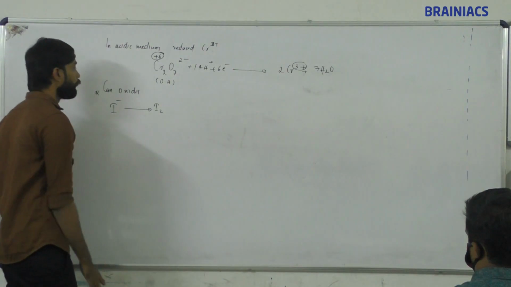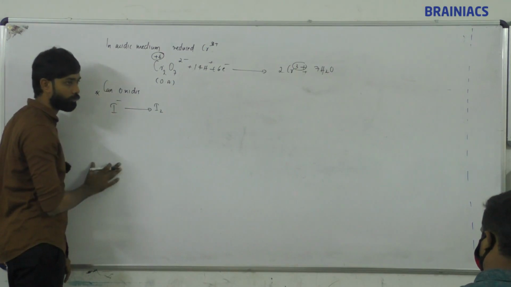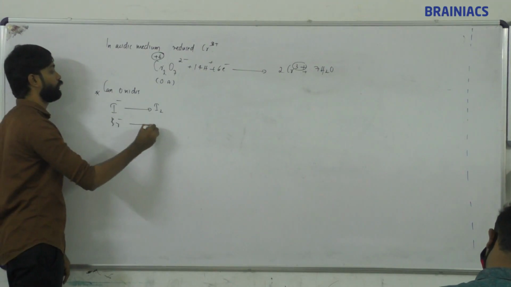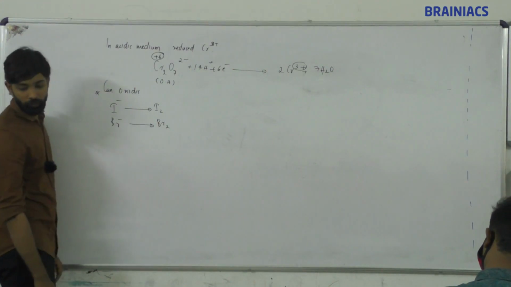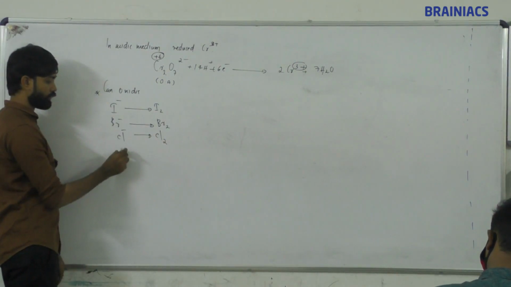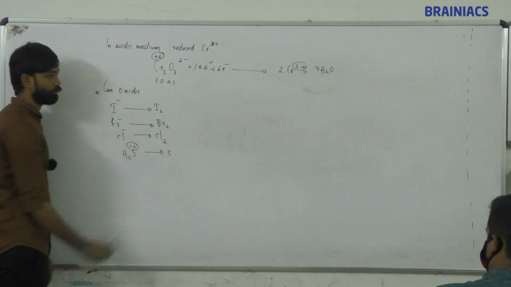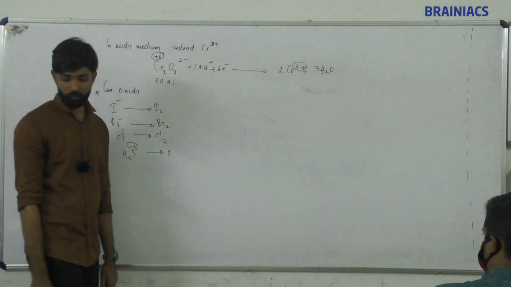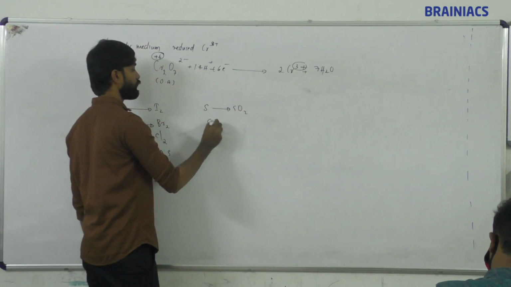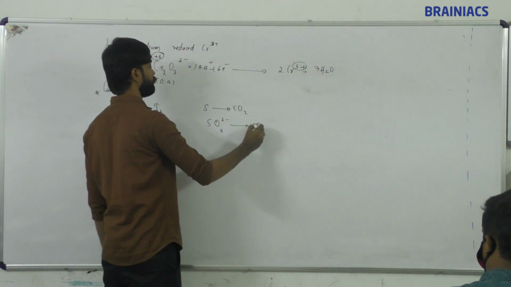Fine. Now let's check which of the following species will be oxidized in presence of dichromate. First one, iodide to iodine. The next one, bromide to bromine. Chloride to chlorine. Hydrogen sulfide, where sulfur is in -2, becomes sulfur. Sulfur to sulfur dioxide. Sulfite SO3 2- to sulfate.